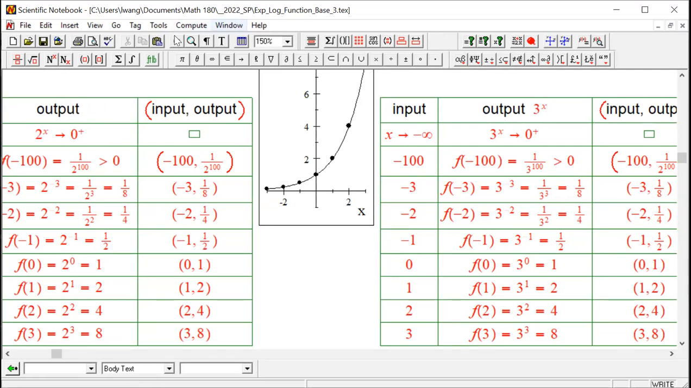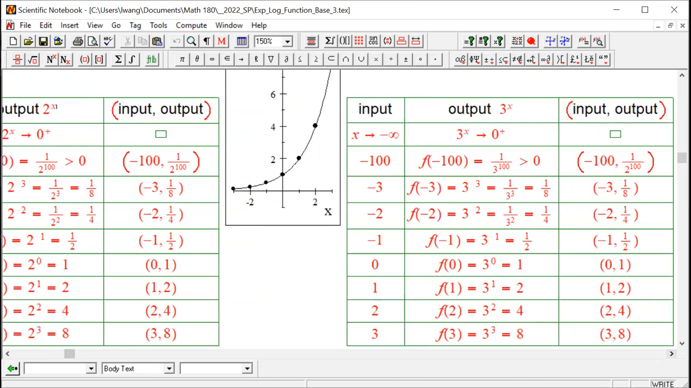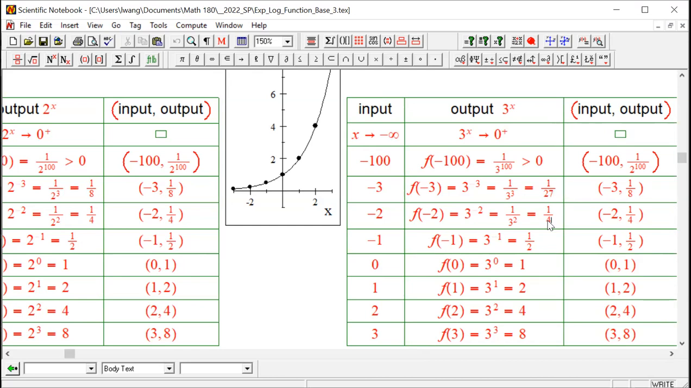I know you probably could do it ahead of me, but be patient with yourself and just go through this process to see the details, right? So I keep the same input, and because we have different outputs, 3 to the power x. So this is gonna be 27, right? And this is gonna be 9, still a positive number. And this is a 1/3, okay? And that's gonna be 1, and that's gonna be 3, and that's gonna be 9, and that's gonna be 27.